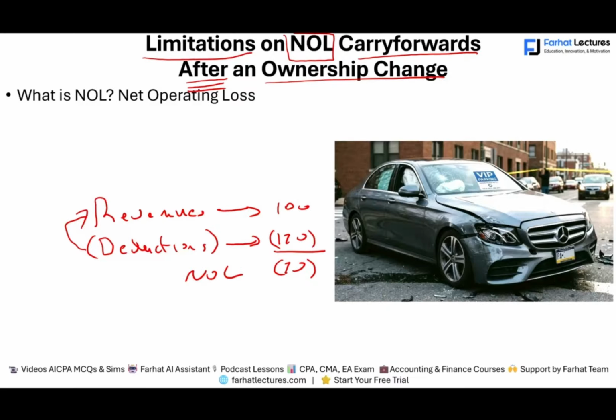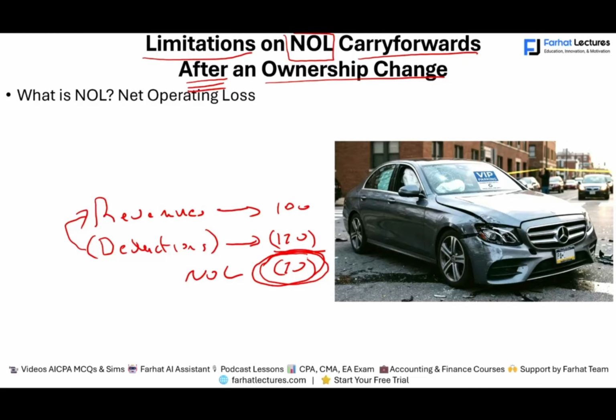We can carry it forward. We can take it and carry it forward. What does that mean? It means you are carrying a deduction in your hand that you will use in future years. Let's assume the following year you had revenues and you had deductions, but not enough to offset all the revenues. You could use this $20 NOL for future years as a deduction. So basically, it's a reserve deduction that you can pull in when you need it, which is a good thing.